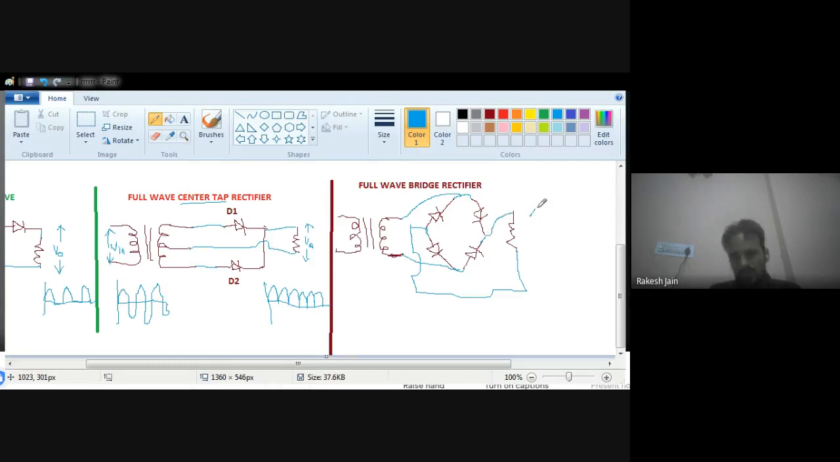Okay. So here I will find the output at the terminals of the resistor, and here I will provide the input, like in all cases, the AC input supply. This is the basic circuit diagram of a full wave bridge rectifier.